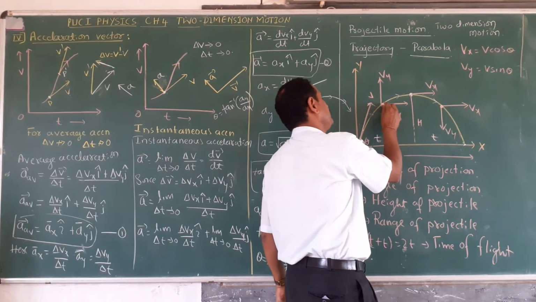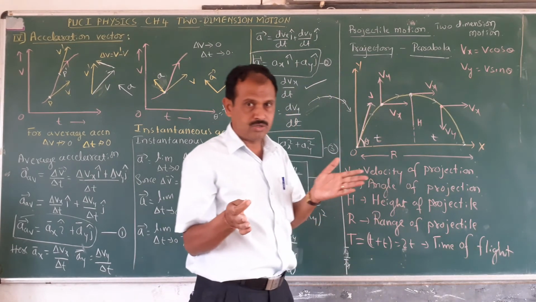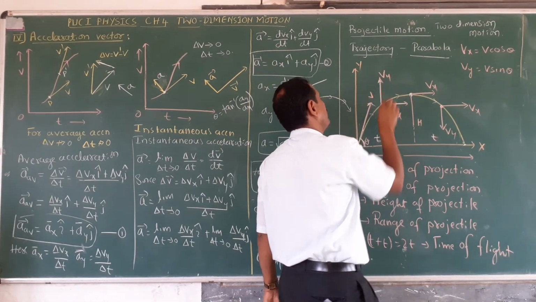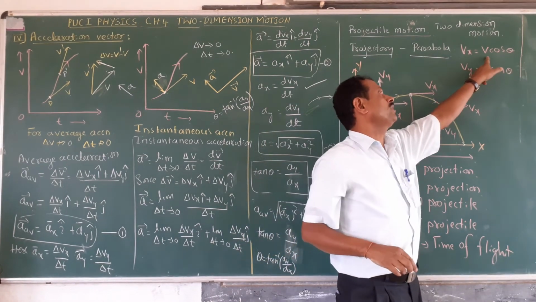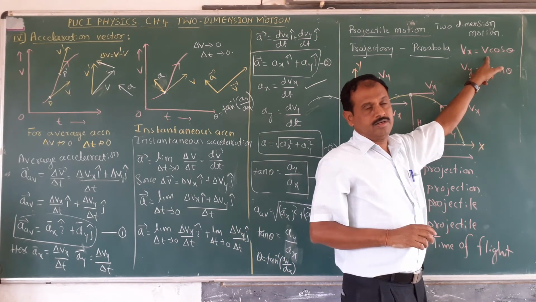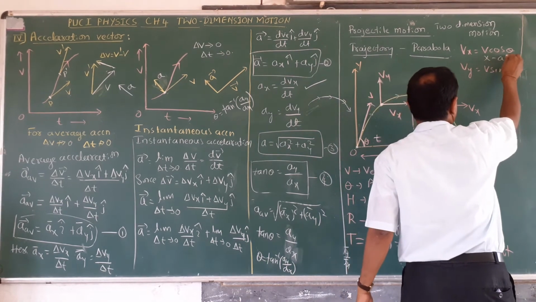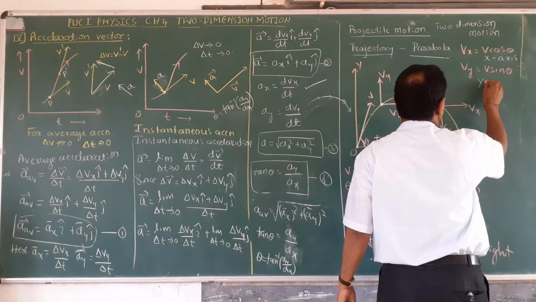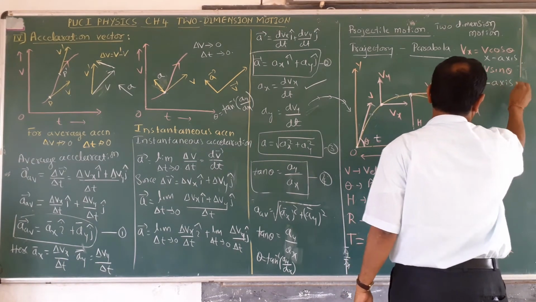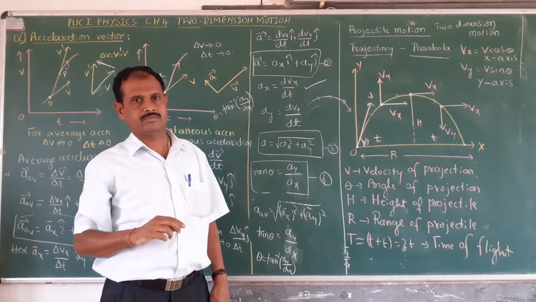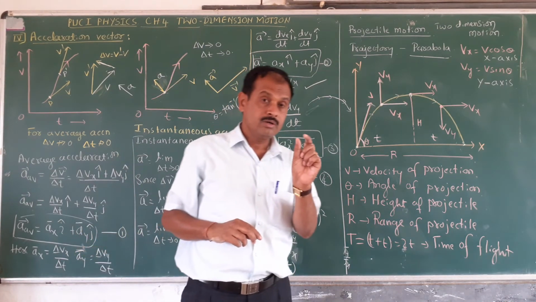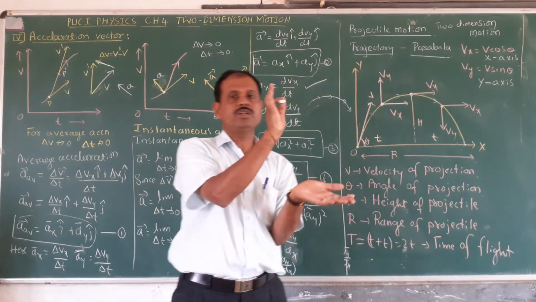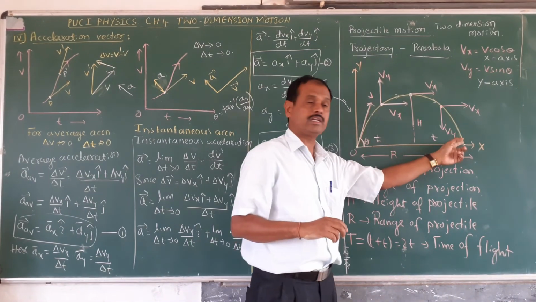Suppose at any point this velocity is resolved into two components, one along the x-axis and another along the y-axis. The horizontal component is p cos theta, along the x-axis. The vertical component is p sin theta, along the y-axis. This is the resolution of a vector. The velocity is a vector, and it is resolved into two components at any position in the projectile motion.